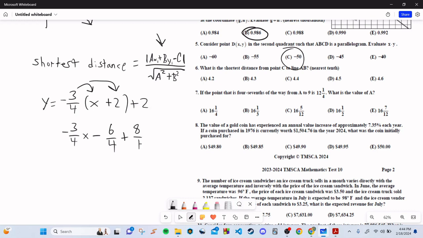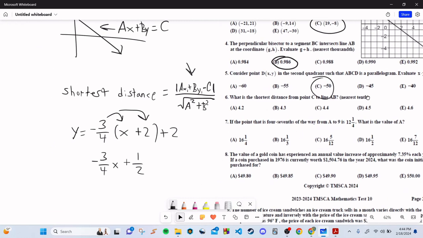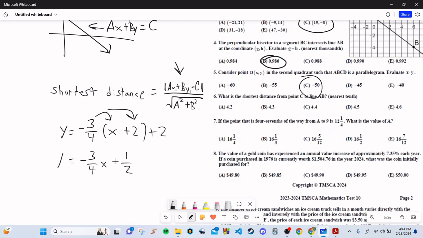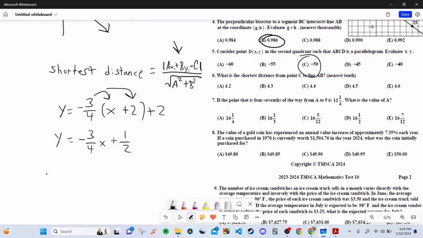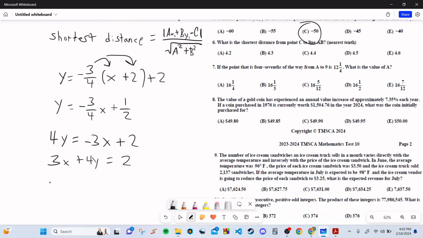We could write 2 as 8/4. So then we can combine these, and that would be, whoop, that would be 1/2. So plus 1/2, like that. This is all equal to y. So if I multiply everything by 4, I would get everything into whole numbers. I could move this to the other side, and so I'd get 3x plus 4y equals 2. And there we go, I've got my a, my b, and my c.